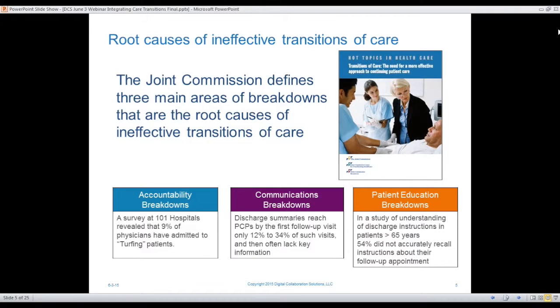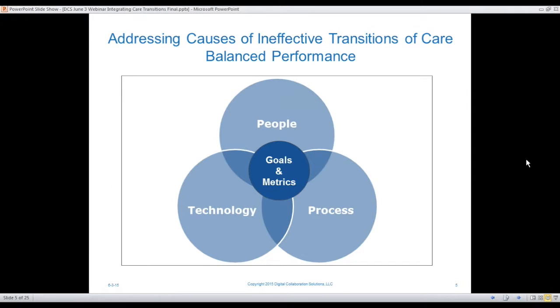The last area that the Joint Commission identified was patient education breakdown. It's critical to recognize that the patient is a part of the process, and they have to be integrated into the care. A study showed that when you looked at patients 65 years or over, 54% did not accurately recall instructions about their follow-up appointment. That exemplifies how breakdowns can happen in engaging with patients and how those lead towards issues of ineffective transitions of care. And as we go through our webinar today, we'll look at how you address these causal factors.